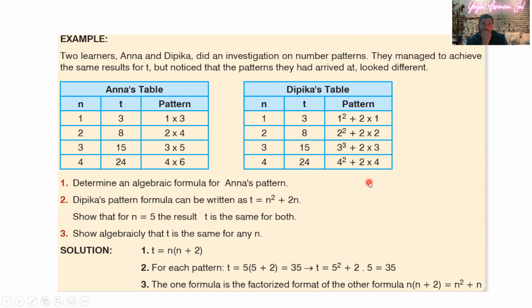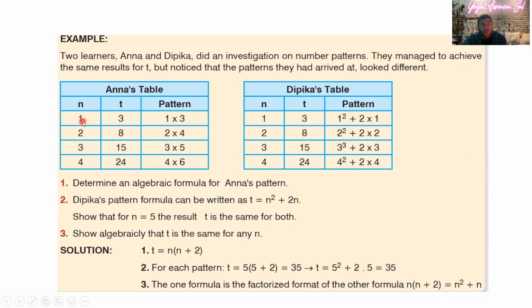We have two tables here. Two learners, Anna and Deepika, did an investigation on number patterns. They managed to get the same results for T, but notice that the patterns they arrived at looked different. So determine an algebraic formula for Anna's pattern. Anna's pattern is this.